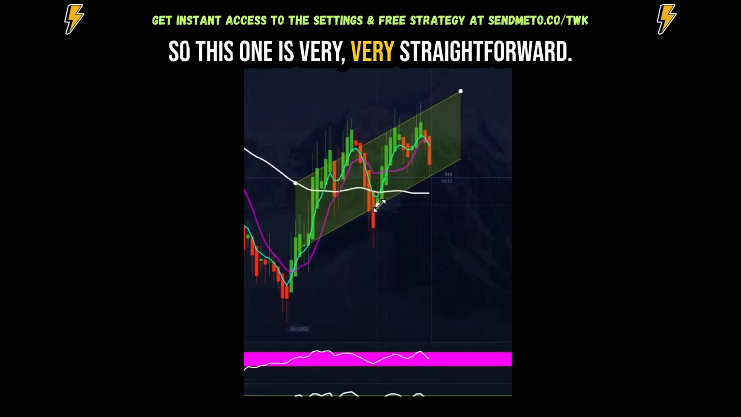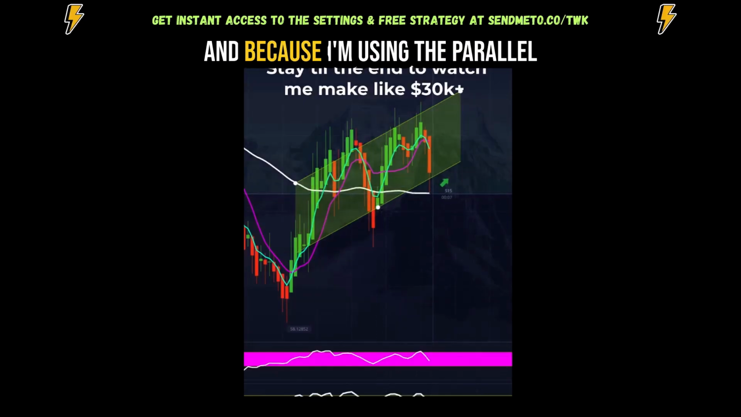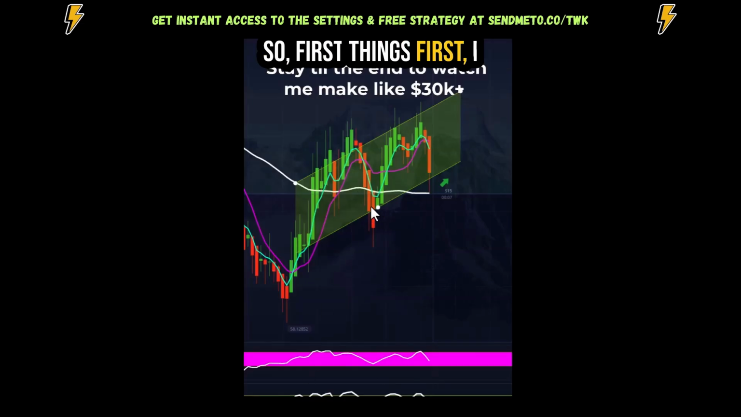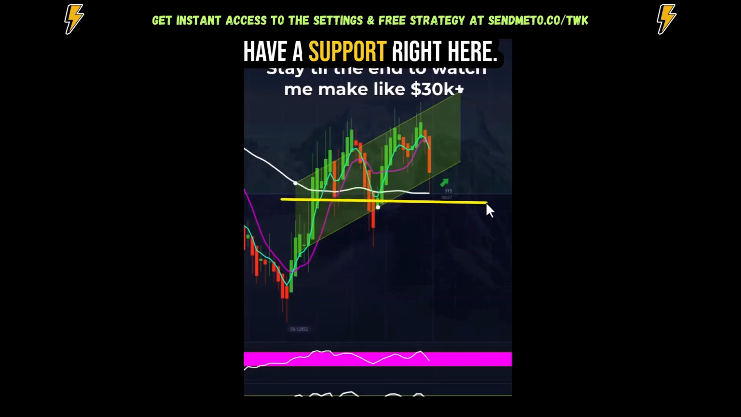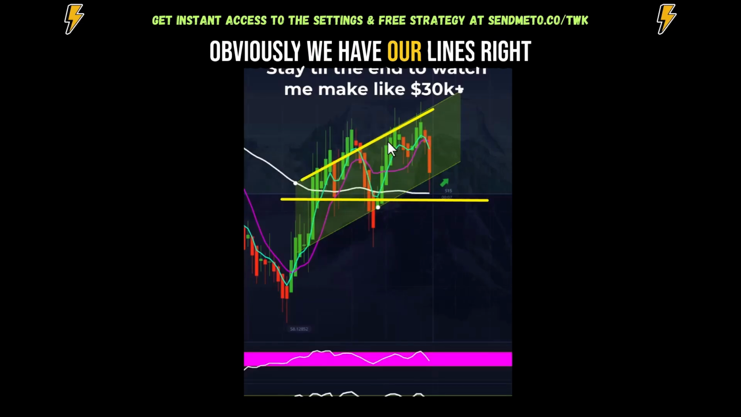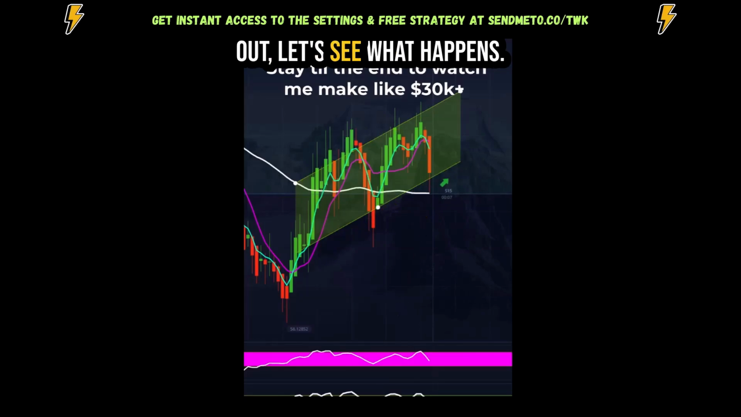So this one is very straightforward. As you can see, I'm using a parallel channel here, and because I'm using the parallel channel, I can see a couple of things. First things first, I have a support right here. It's actually a little bit lower than that, but anyway, obviously we have our lines right here and we're coming down. So I know that when it hits this spot right about here, we're going to have a reversal. So if we go and check this out, let's see what happens.